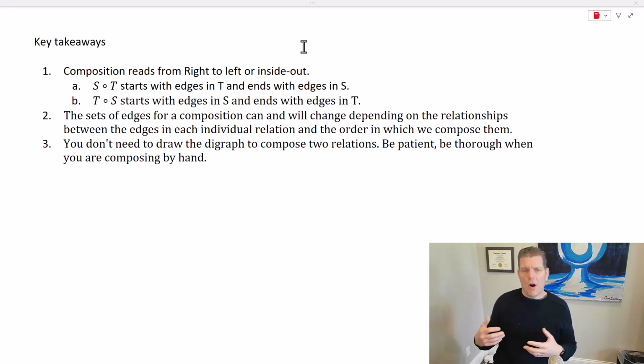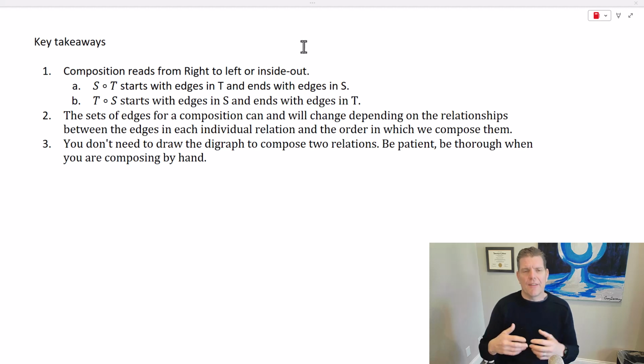We want to remember also that the set of edges for a composition can and will change depending on the relationships between the edges in each individual relation and the order in which we compose them. So if we're composing in different orders, we actually end up with a new relation. And S of T and T of S, they are in fact their own relations. They're not just some kind of relationship between S and T. They are a relation in and of themselves.